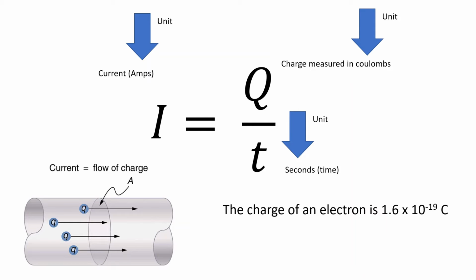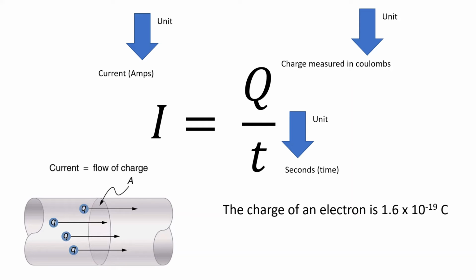What is the definition of current? The current in this case is the flow of charge. To be more specific, the current is the rate of flow of charge. So the equation is I equals Q over T, where I is current measured in amps, Q is charge measured in coulombs, and T is time measured in seconds.